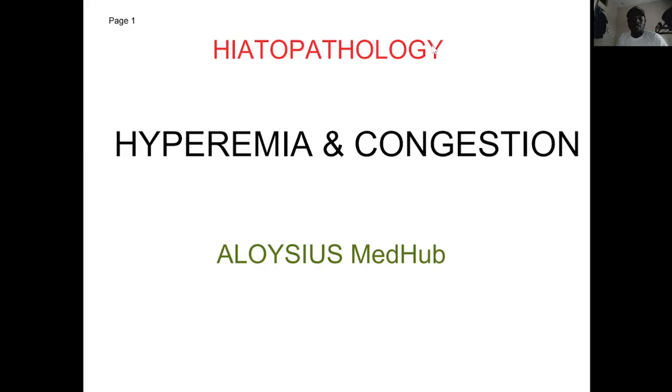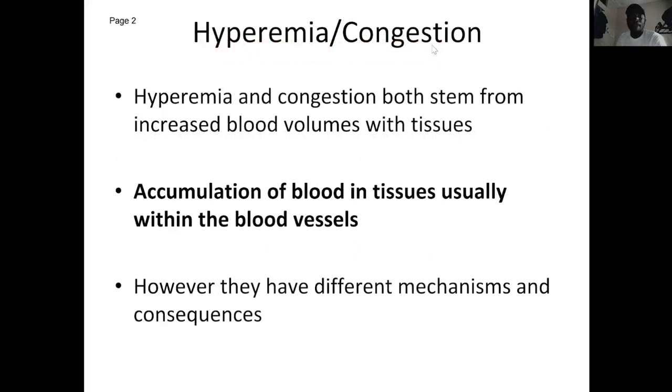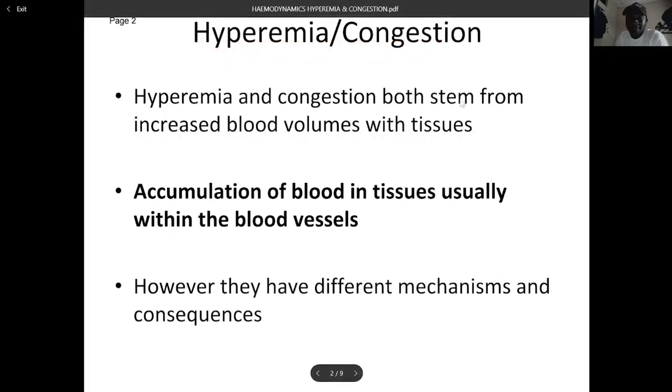We'll be doing histopathology today and we'll be talking about hyperemia and congestion. Hyperemia and congestion both stem from increased blood volumes within tissues. Accumulation of blood in tissues, usually within blood vessels. However, they have different mechanisms and consequences.